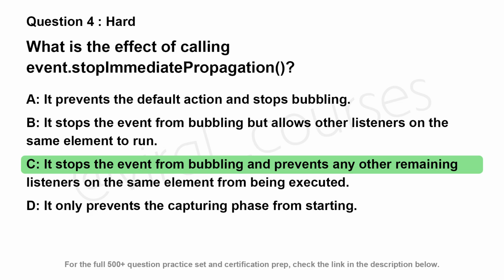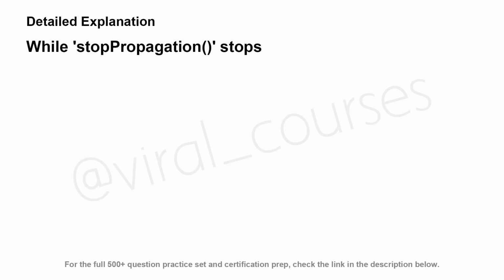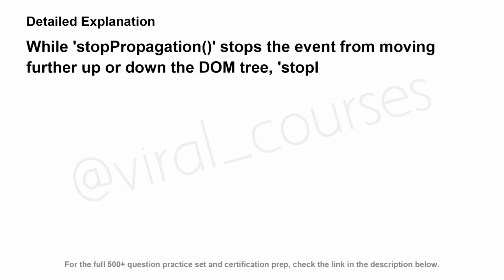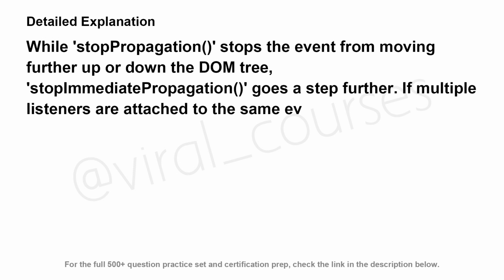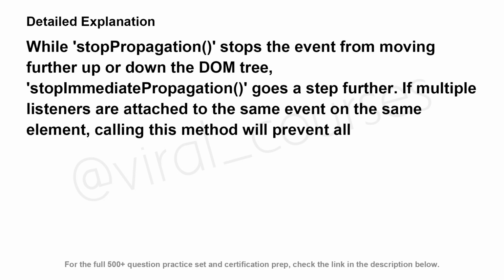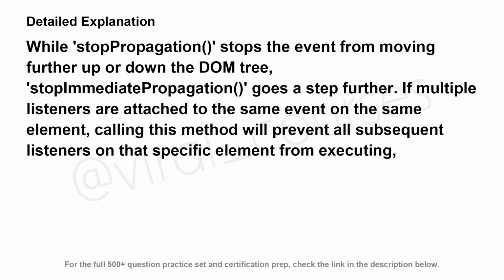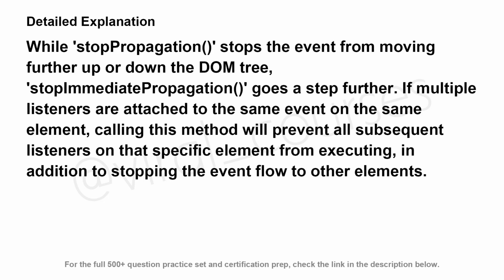The correct answer is C. While stopPropagation stops the event from moving further up or down the DOM tree, stopImmediatePropagation goes a step further. If multiple listeners are attached to the same event on the same element, calling this method will prevent all subsequent listeners on that specific element from executing, in addition to stopping the event flow to other elements.